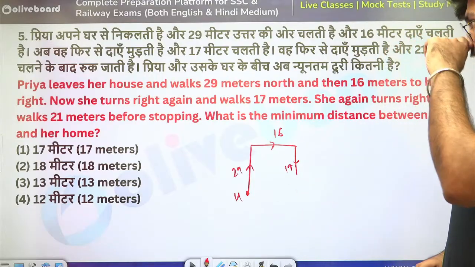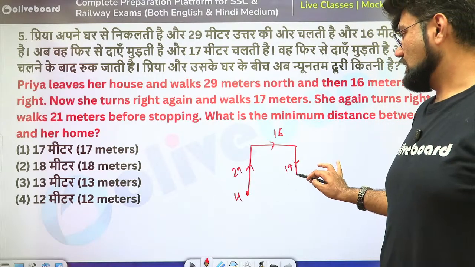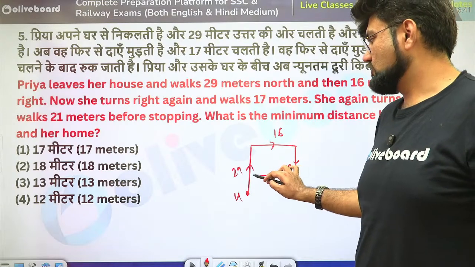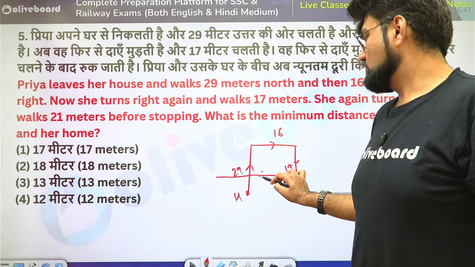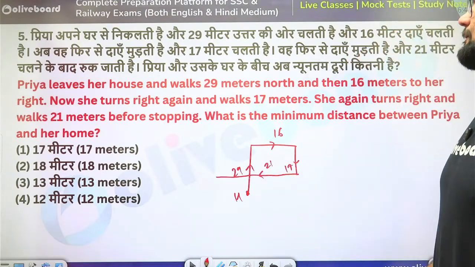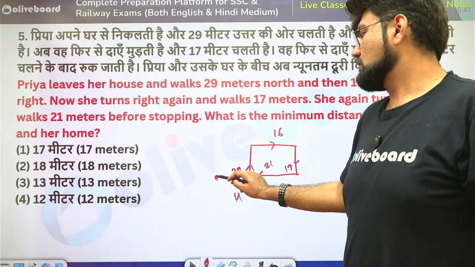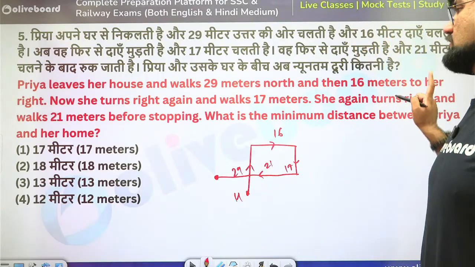She again turns right and walks 21 meters. So this is how she's going. 16 and 5 more, she's going from here. This is 21 meters before stopping. So she stops here. What is the minimum distance between Priya and her home?